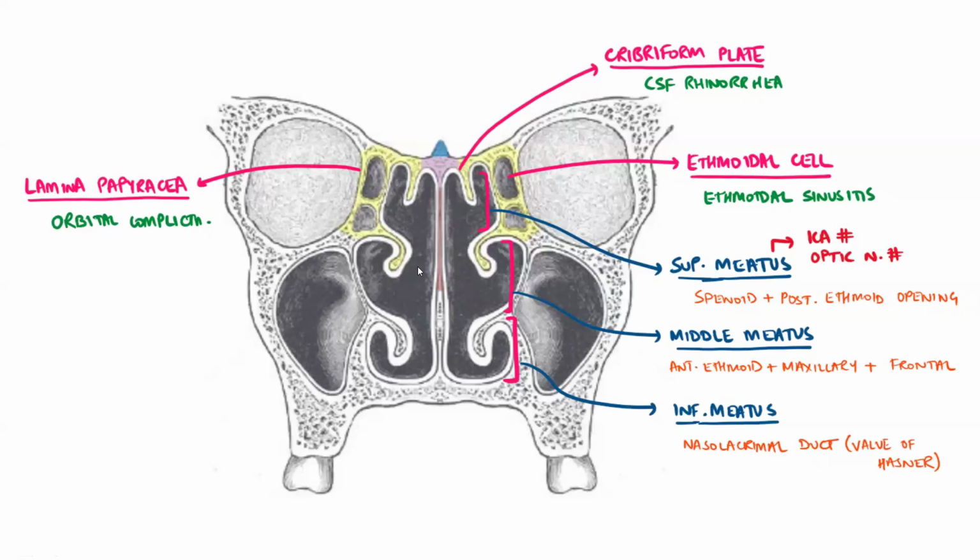Starting with you, Dr. Manoj. So guys, we had many questions on sinusitis and related complications and the procedures also. This slide summarizes all the points. Coming to the cribriform plate, if it is injured, it leads to CSF rhinorrhea. In the same way, if the ethmoidal cells are involved, it leads to ethmoidal sinusitis. And if lamina papyracea is damaged during any procedure or surgery, it leads to orbital complications.